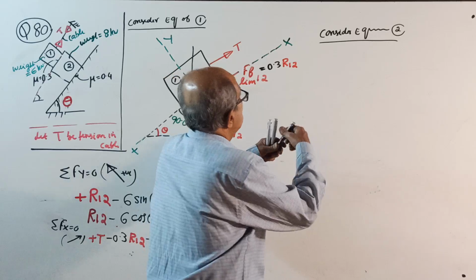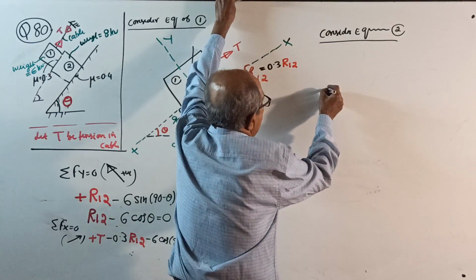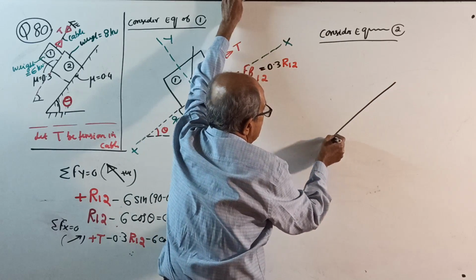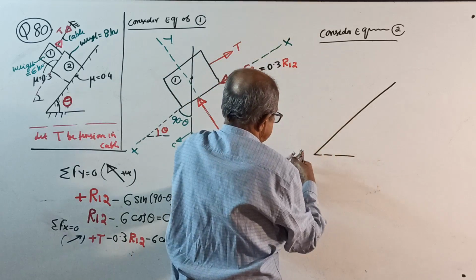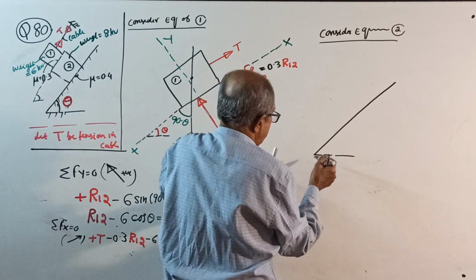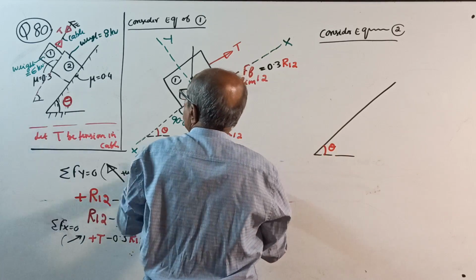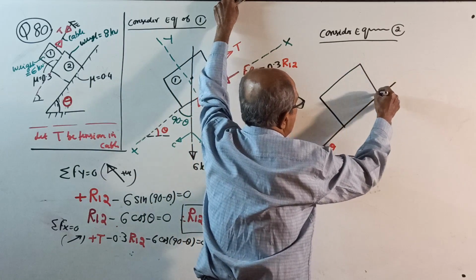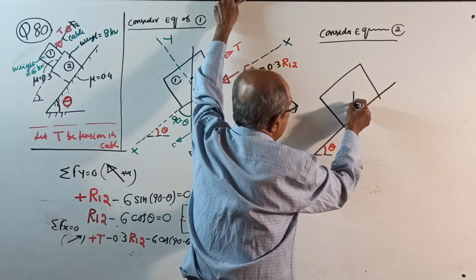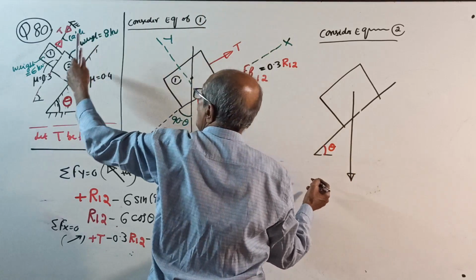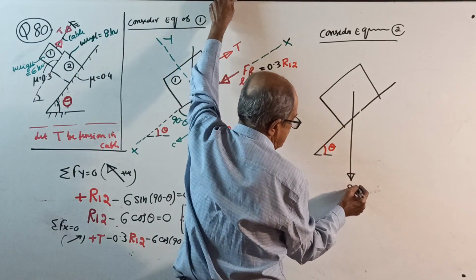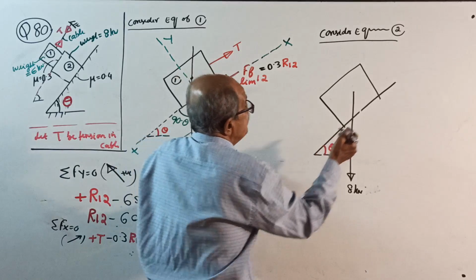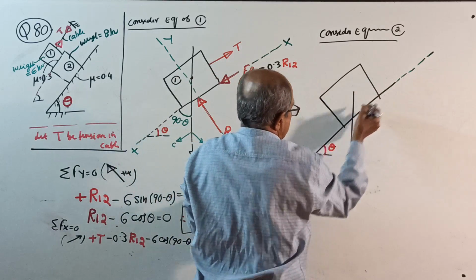Okay. Block 2. Now, be very careful. When you consider block 2, this is the inclined plane. This angle is theta, the unknown theta. Then block 2 you are considering. See here, this is your block 2. Weight of block is acting down, how much? 8 kilonewton. Then, once again I will tell you, this is your XX.